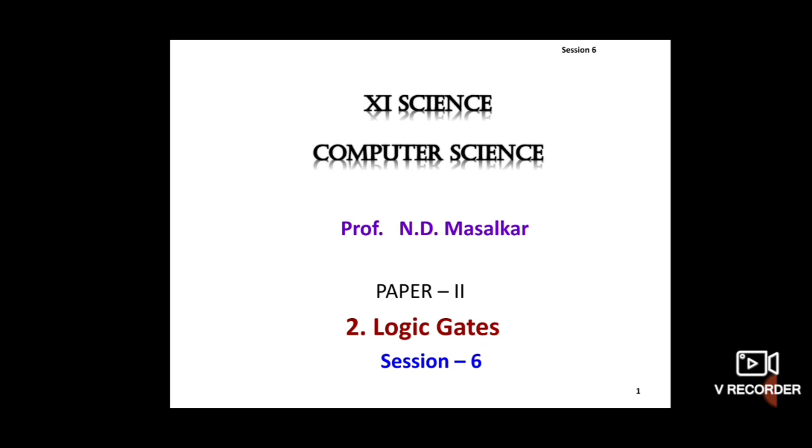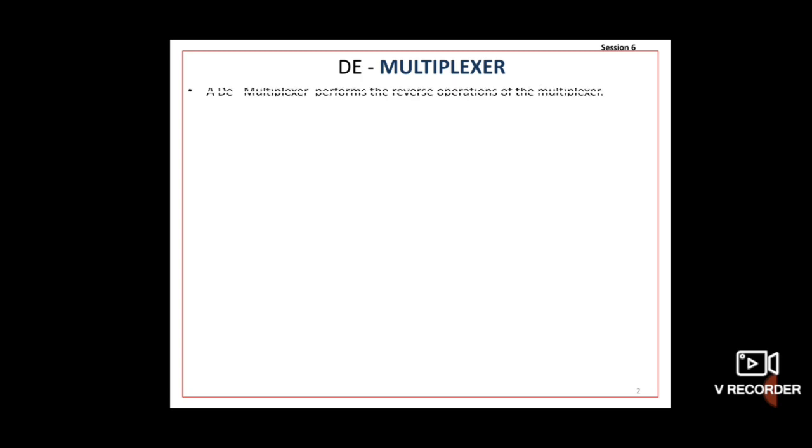Students, in this video we are going to learn Demultiplexer. In the previous video we learned multiplexer. So a demultiplexer is the opposite of a multiplexer. Now see, a demultiplexer performs the reverse operation of the multiplexer.